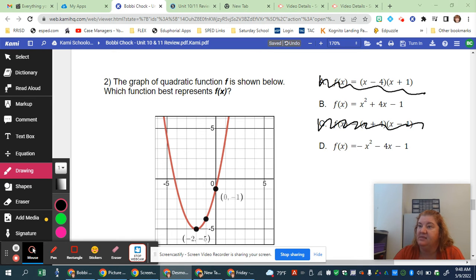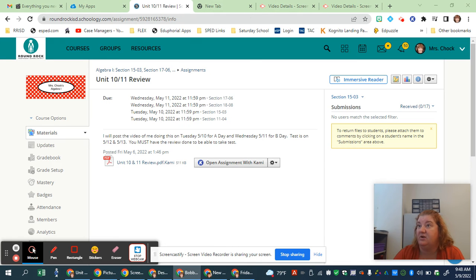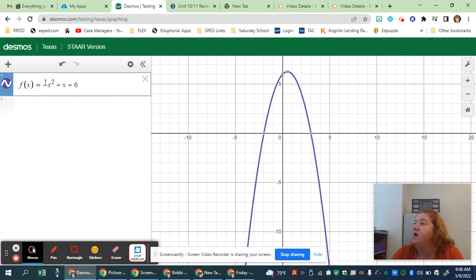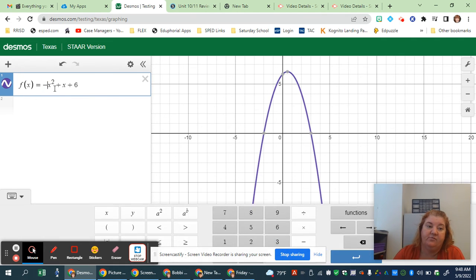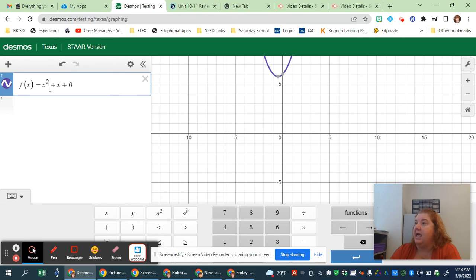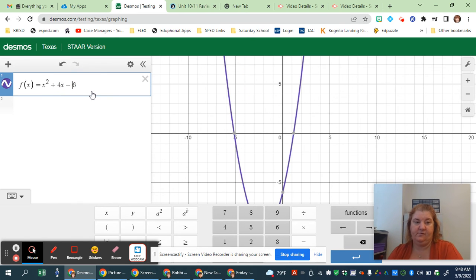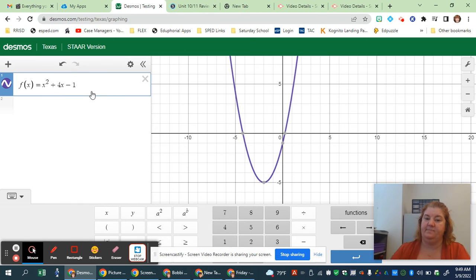So let me put them in. I was going to move this one over so you all can see what I'm putting in. F of x, not a negative. So we'll take that out. X squared plus 4x minus 1. Let's see if it looks the same.